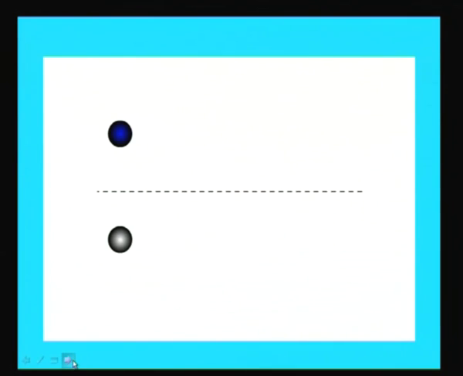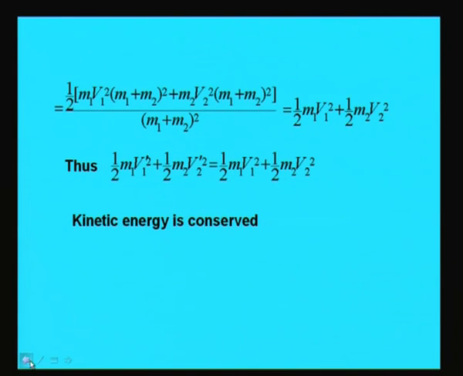So this is the thing. After describing this, it must now be clear that it is easy to solve the problems of direct central impact. There you have to write one equation for the conservation of linear momentum. The other equation will come from the coefficient of restitution automatically, that is, v2 prime minus v1 prime is equal to e times (v1 minus v2). So you will have two equations, so there will not be difficulty in solving the problem of two unknowns.